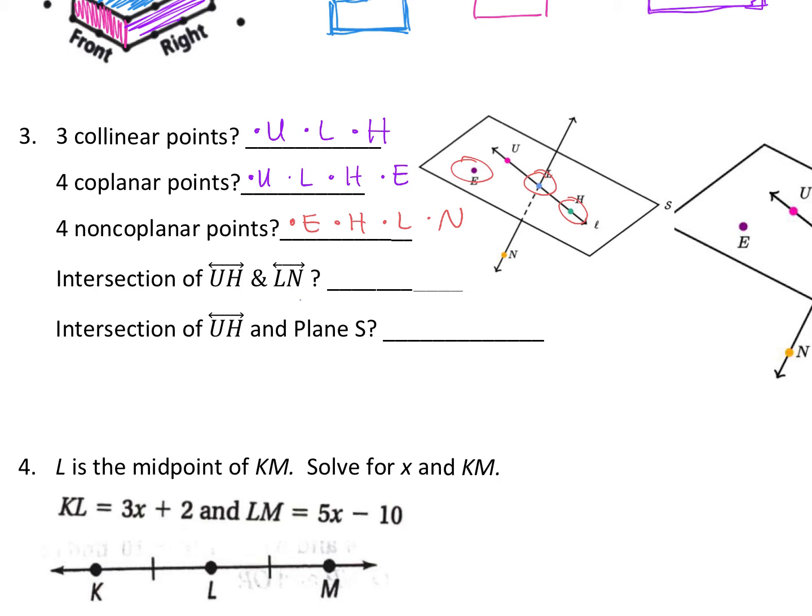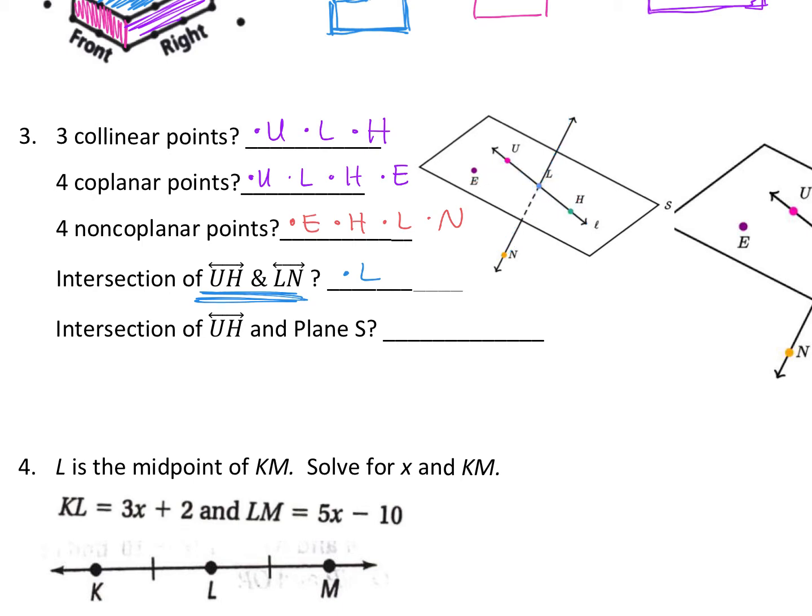What's the intersection of these 2 lines? UH and LN. It's point L, yeah. 2 lines are always going to intersect in a point. A line here and a line here, they meet right here, which is point L. Okay, so point L is the intersection there.